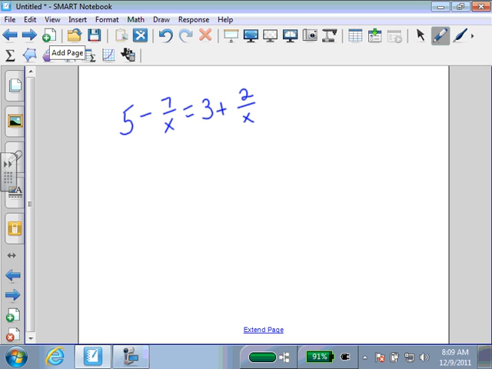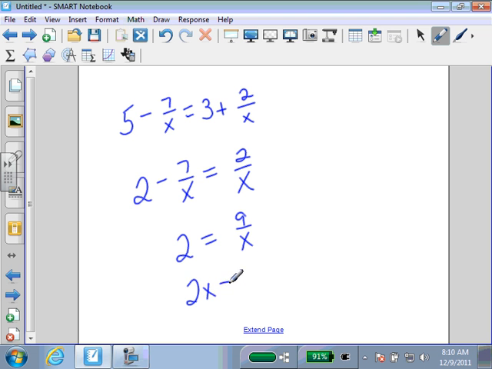For this problem, we can either collect like terms by moving things around, or we can clear the fractions. I'm going to collect like terms because these both have the same denominator. So I'm going to subtract 3 from both sides. I'm going to add 7 over x to both sides. Multiply both sides by x. Divide both sides by 2. 9 halves.